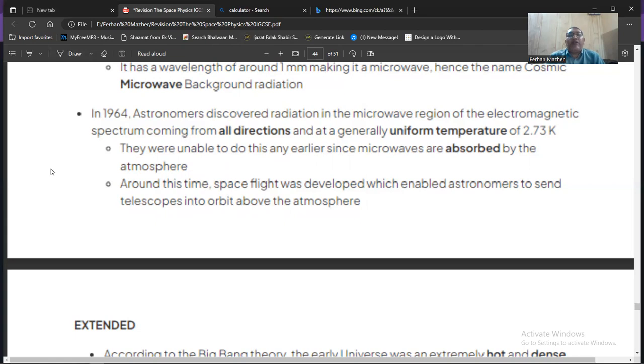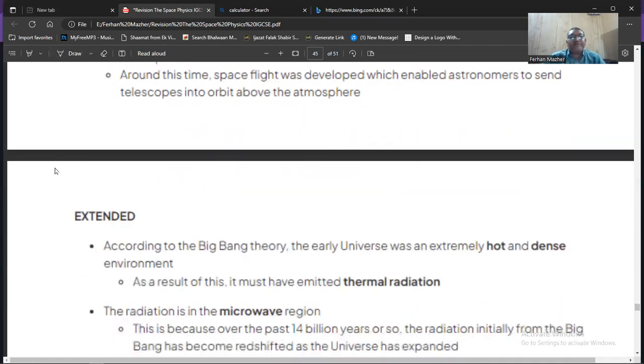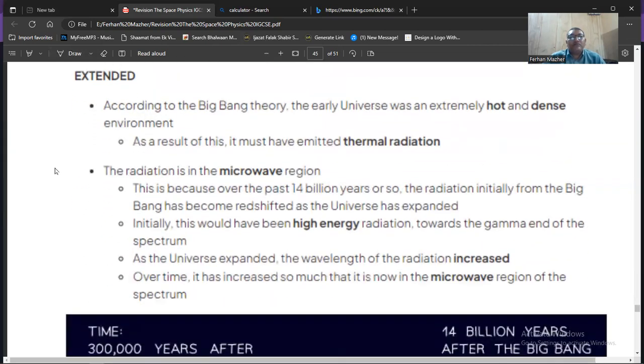They were unable to do this any earlier since microwaves are absorbed by the atmosphere. Around this time, space flight was developed, which enabled astronomers to send telescopes into orbit above the atmosphere. According to the Big Bang theory, the early universe was an extremely hot and dense environment. As a result of this, it must have emitted thermal radiation.